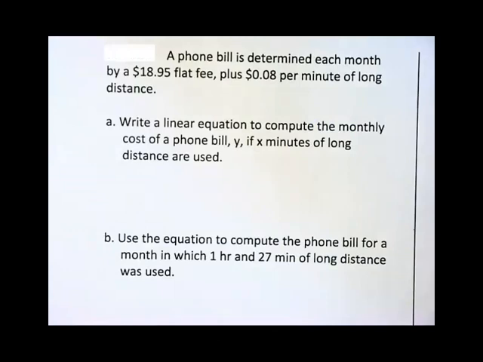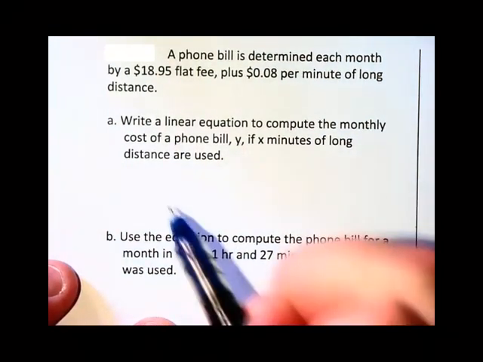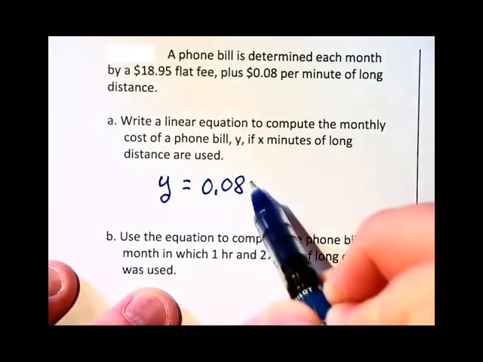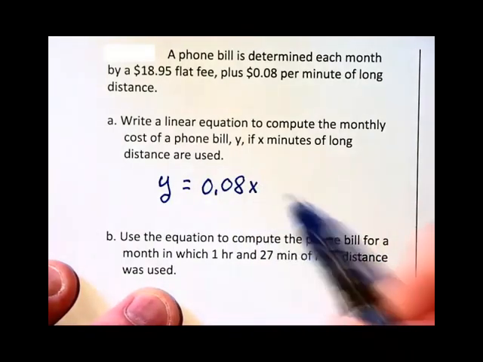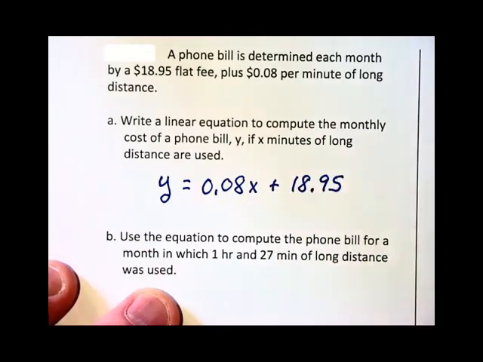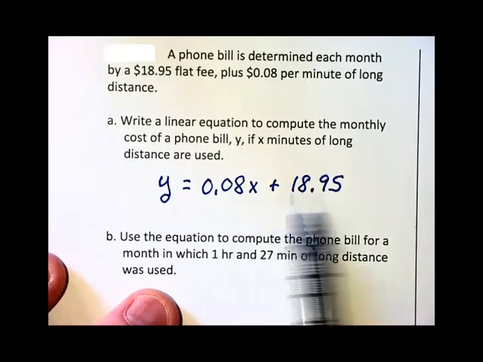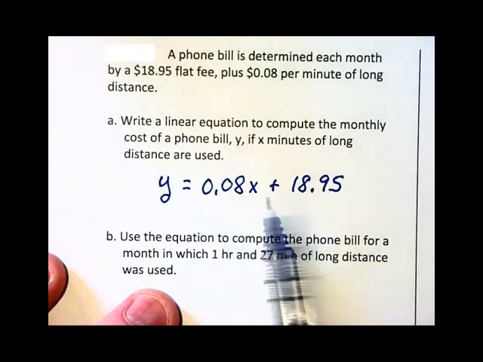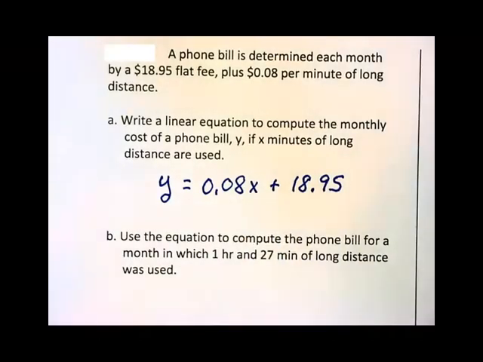We've got a phone bill determined each month with a flat fee and then 8 cents per minute. So write an equation here. Y equals 8 cents per minute times x, there's my variable fee, plus the $18.95. The rate will always be the slope. Now personally, I would have liked 18.95 first, plus this slope, and gone b plus mx, but we always go with mx plus b in our math classrooms.